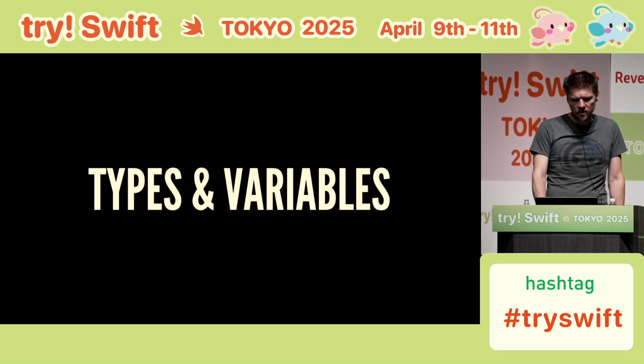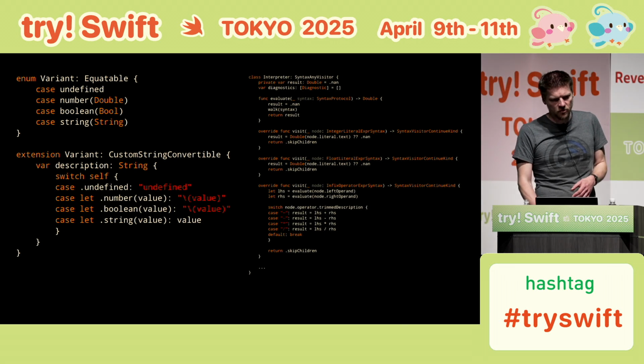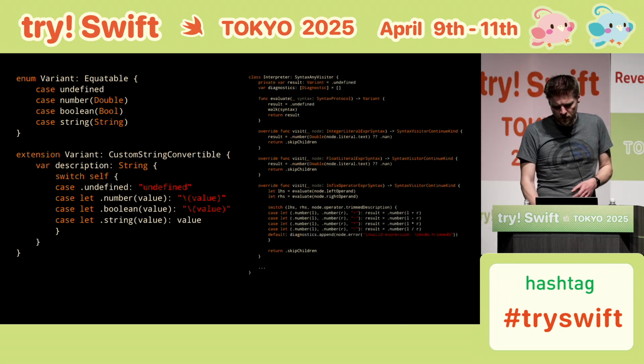It's time to upgrade our expression evaluator. So we're going to support strings and Boolean values. In order to do that, we're going to introduce an enum type called Variant. And this is going to replace double values in our interpreter.